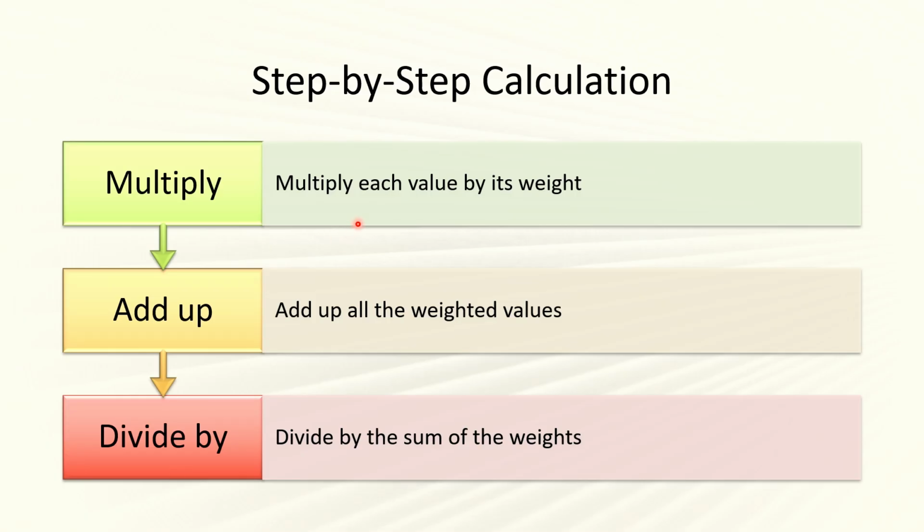So the process is this: you multiply each value by its weight, add up all the weighted values, and divide by the sum of the weights. So there's your process.